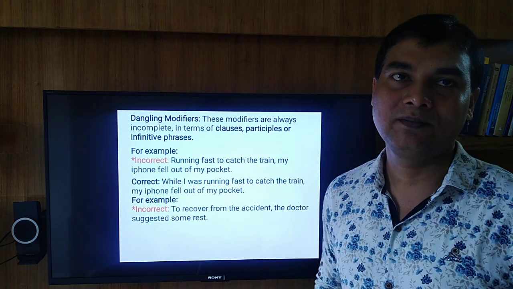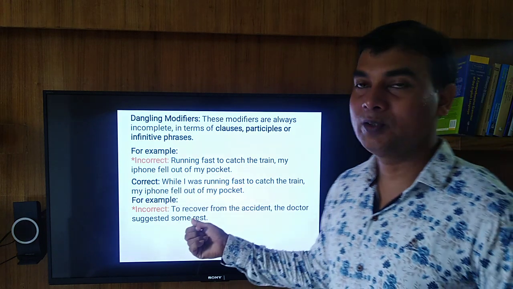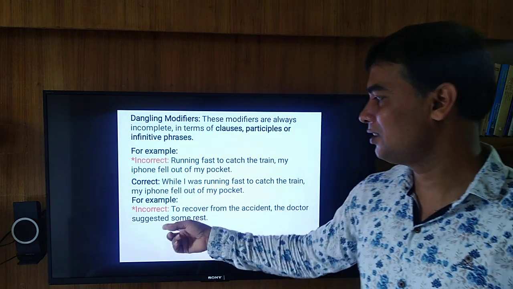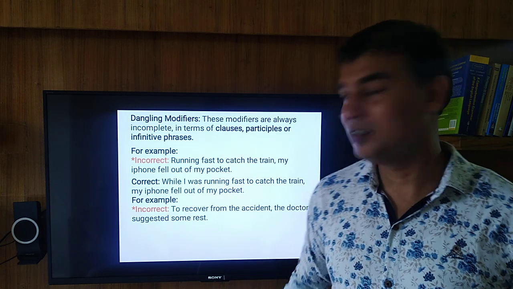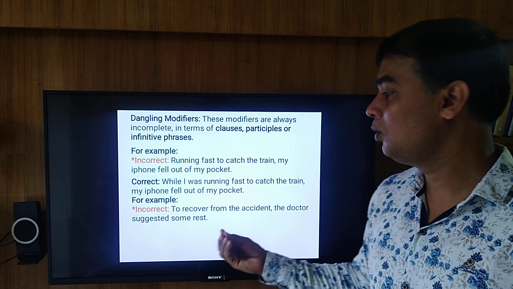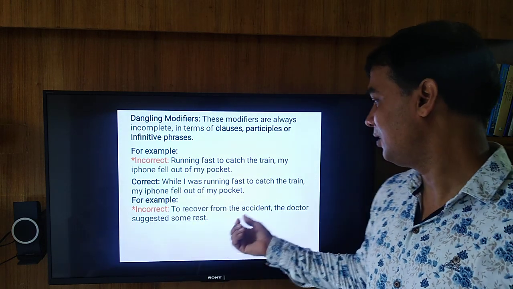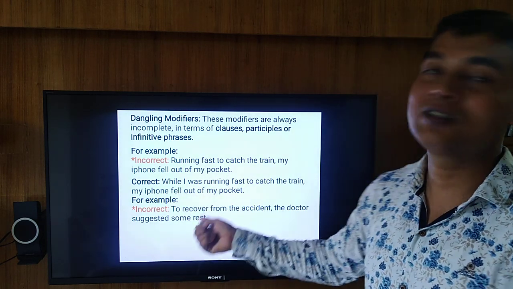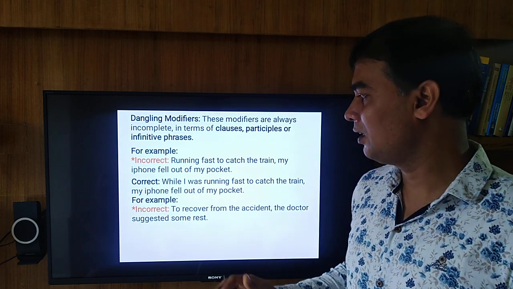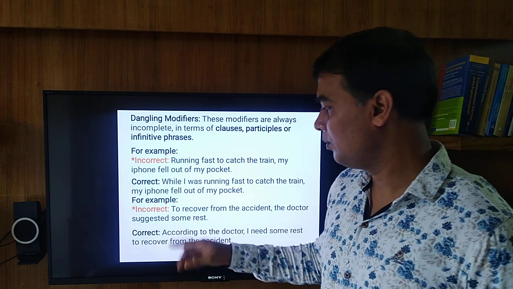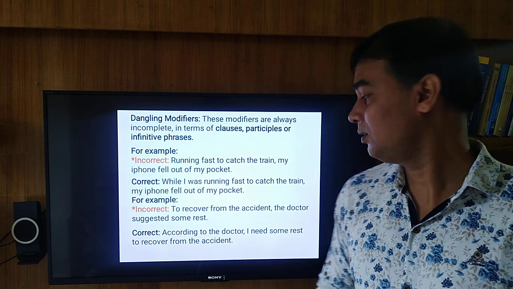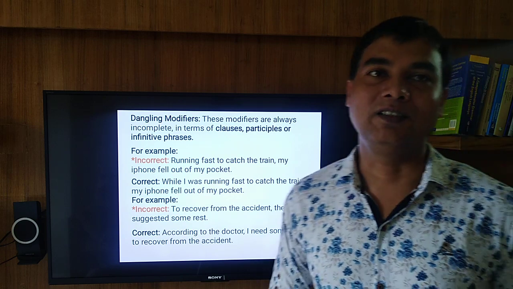And another example, you see, to recover from the accident, the doctor suggested some rest. In this sentence, now the question arises, who needs to take some rest? The doctor himself or the speaker? This is not clear. So in this sentence, the correct one will be, according to the doctor, I need some rest to recover from the accident.